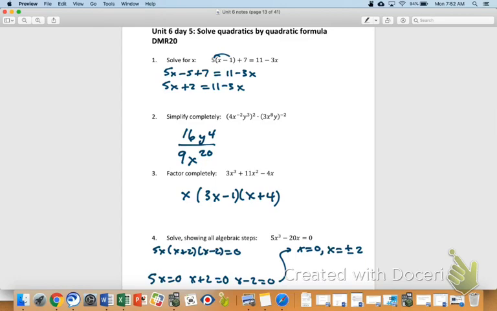It feels like I'm done simplifying here, but I'm not quite done because there is a variable on both sides. There's an x on both sides. So I could either subtract the 5x over to the right side, or I could add the 3x over to the left side. I would suggest adding the 3x over. Fewer negatives to me is always good. So plus 3x to both sides would give me 8x plus 2 is equal to 11.